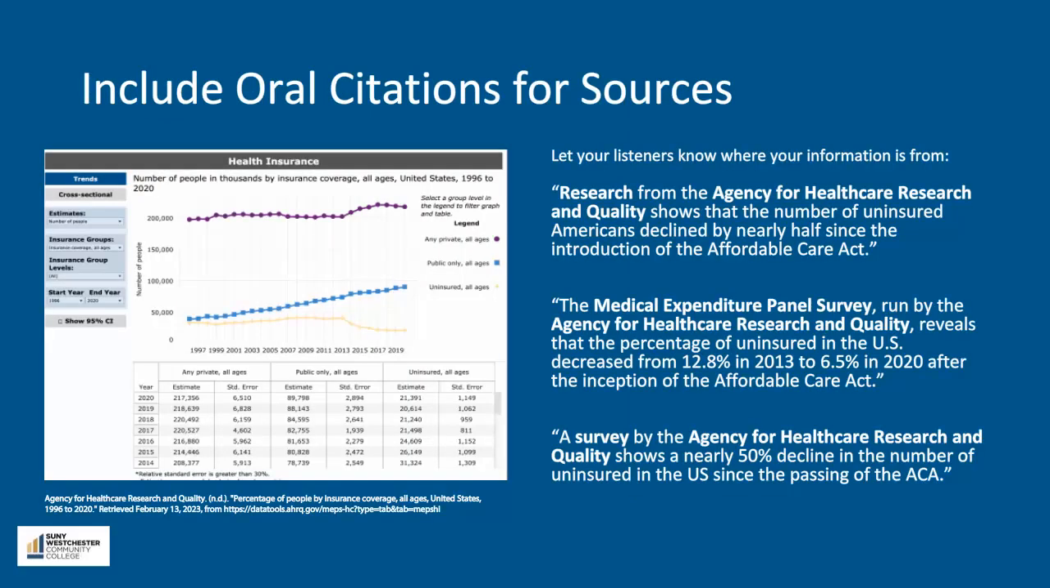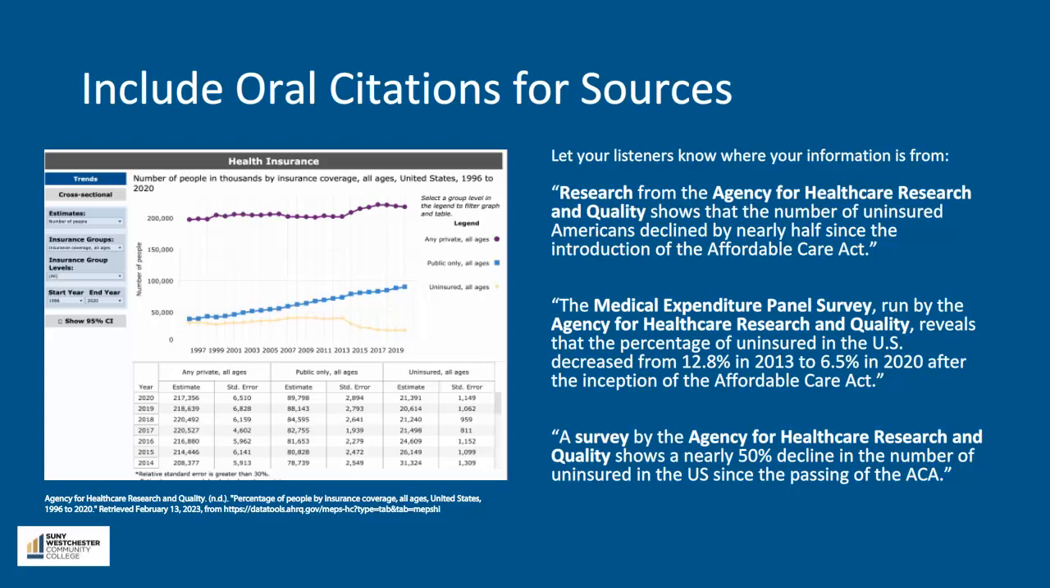When developing your script, think about the fact that your listeners will not know where the information you've used has come from. It is good practice to include oral citations in your script, which will let the audience know you've used up-to-date, reliable information. Here we want to convey information found in an infographic. Depending on the amount of detail we want to go into, we could say, research from the Agency for Healthcare Research and Quality shows that the number of uninsured Americans declined by nearly half since the introduction of the Affordable Care Act.